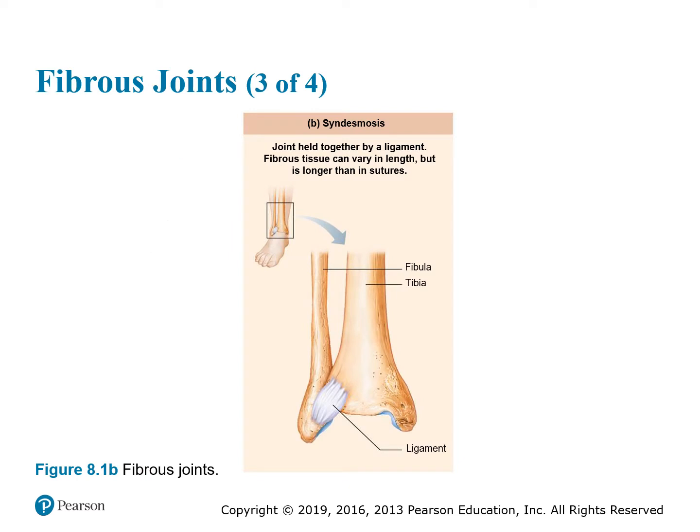Here we have an example of the syndesmosis. The joint is held together by the ligament. The fibrous tissue can vary in length, but is longer than we would find in the sutures.